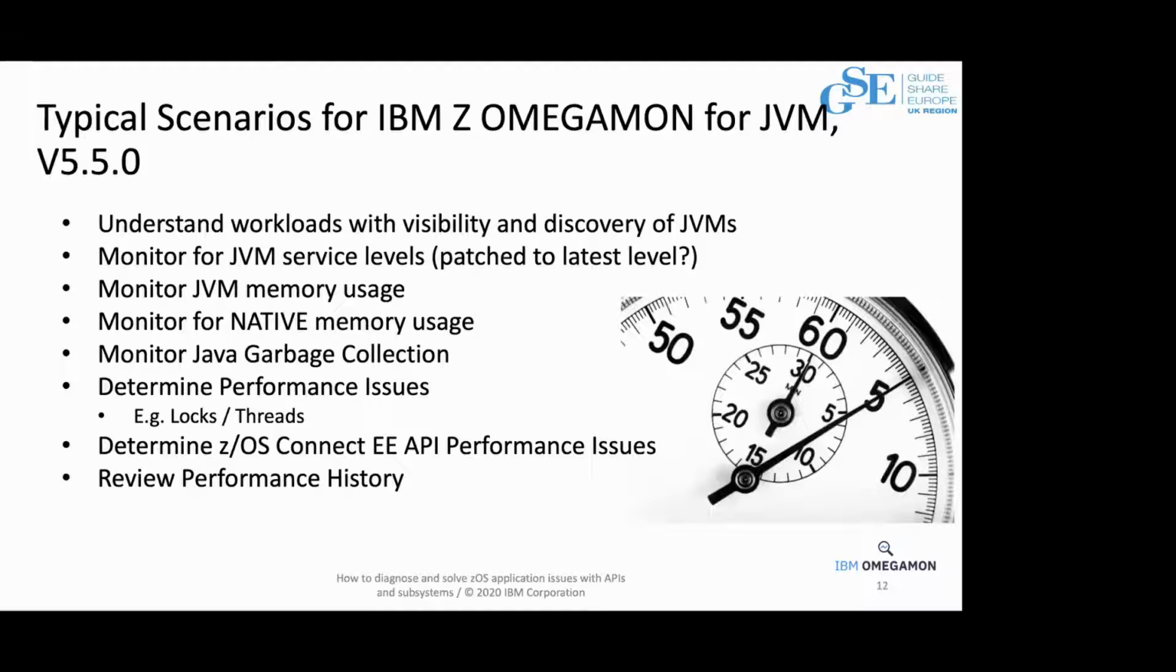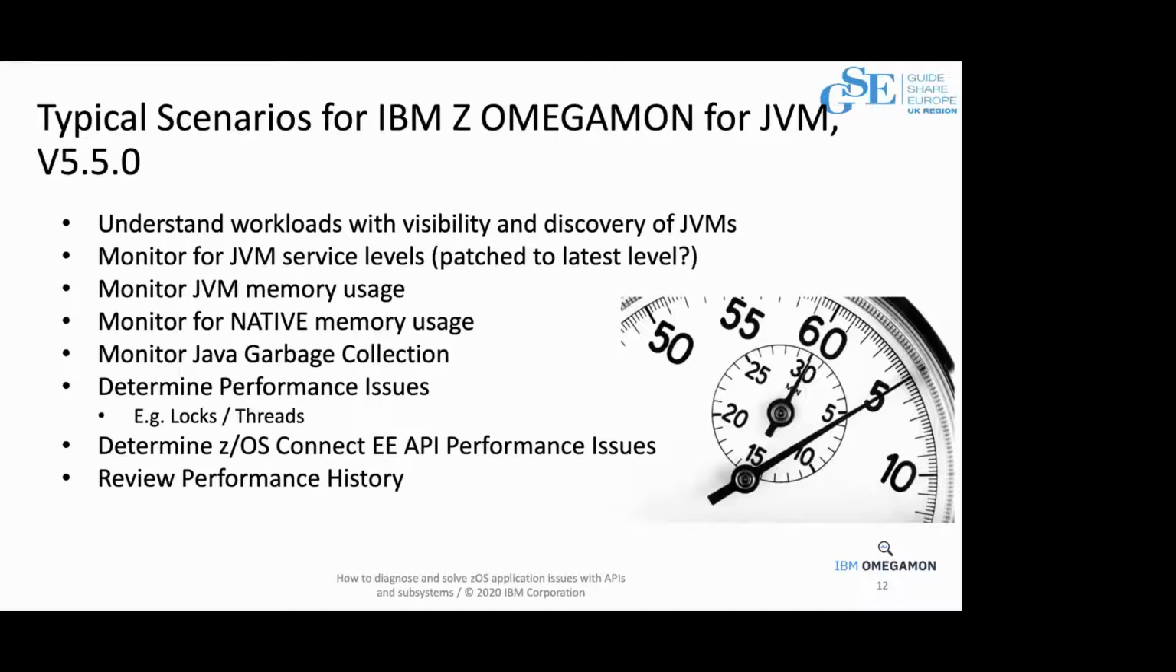What we'd like to do on the next few slides is look at typical scenarios where IBM Z OMEGAMON for JVM can help. First, we'll understand which workloads are running, the visibility, and how you can auto discover them. Then we'll look at monitoring service levels: which patches or Java versions are running in your environment, and how you can quickly identify those. If you're interested in compliance and the Java versions aren't approved, you want to catch those JVMs running old Java versions and then quickly patch, update, or replace them.